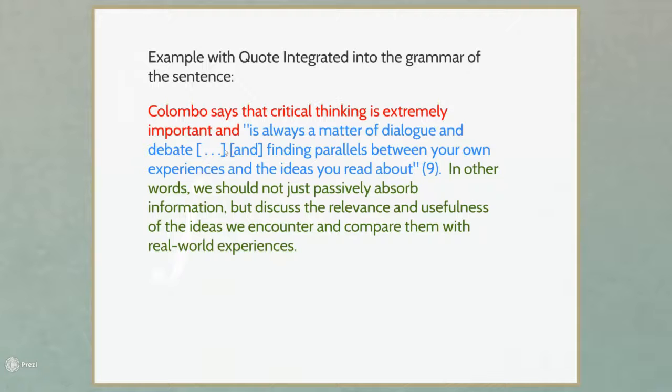So here I've indicated by ellipses that we pulled some words out, and we've added the word and, and we're indicating that to our reader through the use of brackets. I have brackets around my ellipses here as well because I want to let the reader know I added these ellipses. They weren't part of the original quotation. So now we just have to do the interpretation steps. So here we say, in other words, we should not just passively absorb information, but discuss the relevance and usefulness of the ideas we encounter and compare them with real-world experiences.